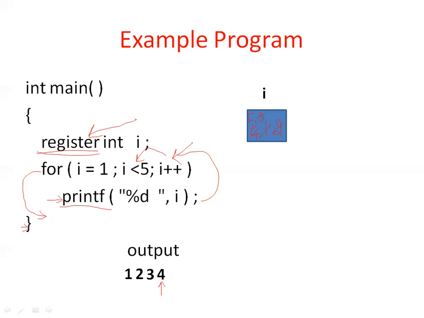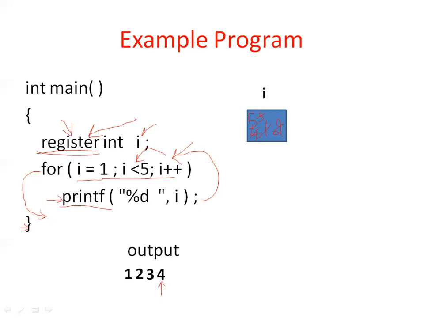The variables which are more frequently accessed can be declared by using this register storage class. What are the variables accessed more frequently? That means immediately after one instruction, it is accessed again and again. Those are nothing but the variables used inside a loop, which we call loop control variables. Since I is a loop control variable, I is accessed more frequently here. So that's why I declared this I using the register storage class.